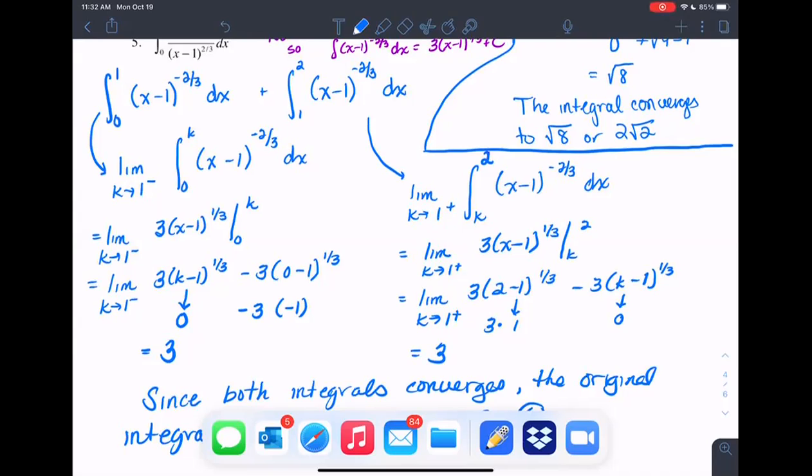So had we come up with infinity or negative infinity as the value of our limit, we would say that the integral diverges. Since we came up with a finite number for each of those, the first integral converged to 3, the second integral converged to 3, and the sum of those integrals converges to 3 plus 3, or 6.